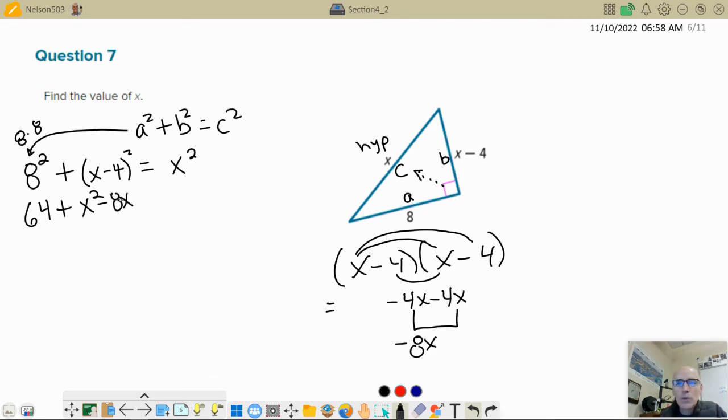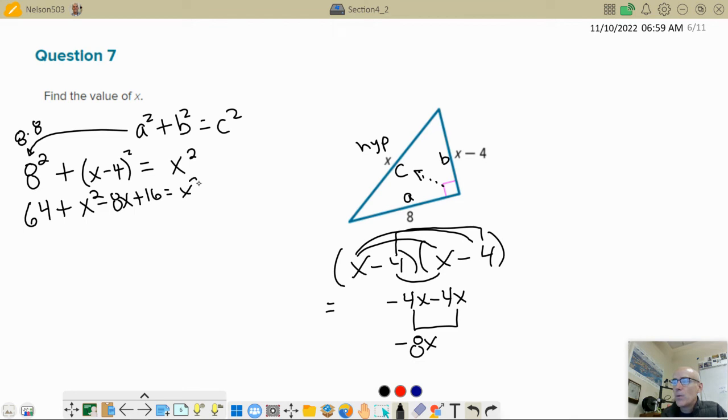Now, what I like to show people is a little shortcut. Do you see how I could multiply these 2 together, negative 4x, and double it, and that would give me the middle term? The reason why that happens is there's 2 negative 4x's. So you can always do that with a binomial. Binomial means 2 terms squared. The last one I'm going to do is negative 4 times negative 4. So that gives me a positive 16.